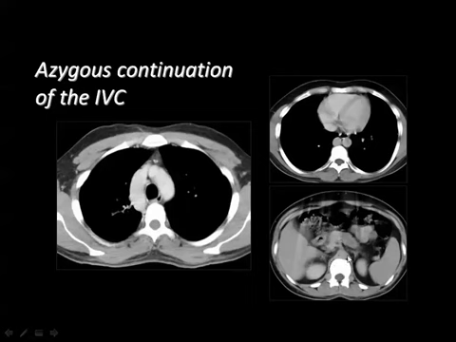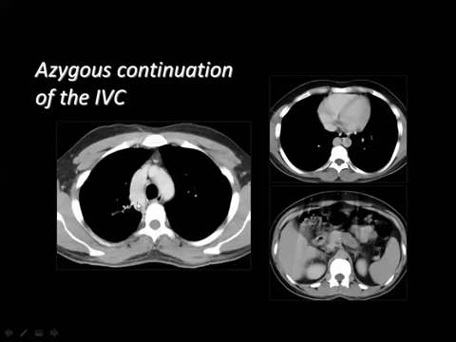And this is the aorta, and you cannot see the IVC because it is interrupted and there is continuation. If the vein is to the right side of the aorta, this is the azygos continuation. If the vein is to the left side of the aorta, this is the hemiazygos continuation, which is less commonly seen in clinical practice.